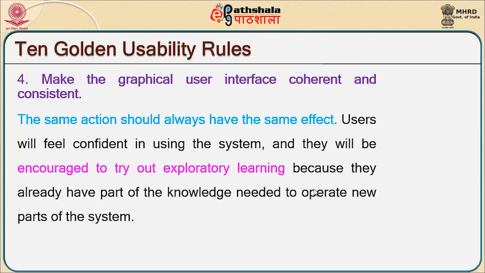Rule 4. Make the graphical user interface coherent and consistent. This is what has to be given more importance when designing the usability of any design. The same action should always have the same effect. Users will feel confident in using the system and they will feel encouraged to try out exploratory learning because they already have part of the knowledge needed to operate new parts of the system. So they wish to have the iterative nature of what they wish to create, and the system needs to be very consistent till the end.